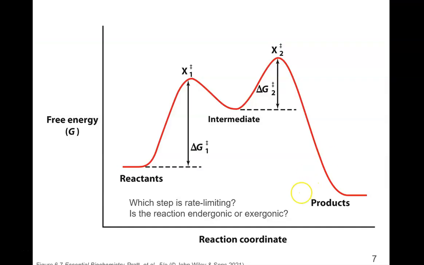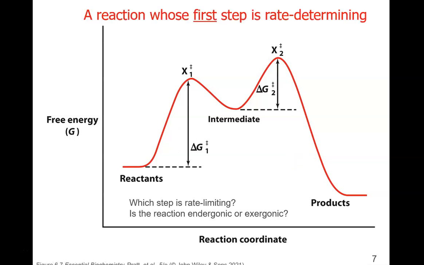So here is an example. We can ask the question, which step is rate limiting, and is the reaction endergonic or exergonic? This is an example of a reaction whose first step is rate determining, because if we look here at the free energy of the reactants, we have to attain the free energy of this first transition state, and then we get to an intermediate, which is somewhat unstable, but it is still more stable than either of the transition states. Then to get to this activation energy here, the energy we have to attain is not as great.